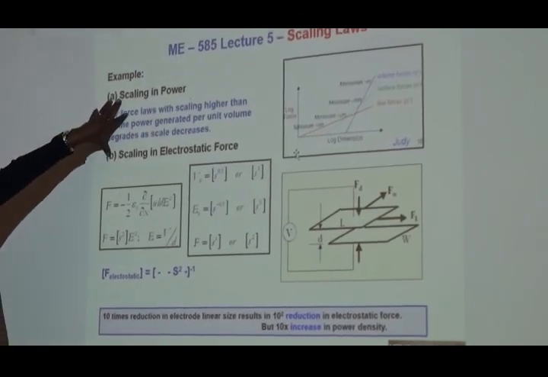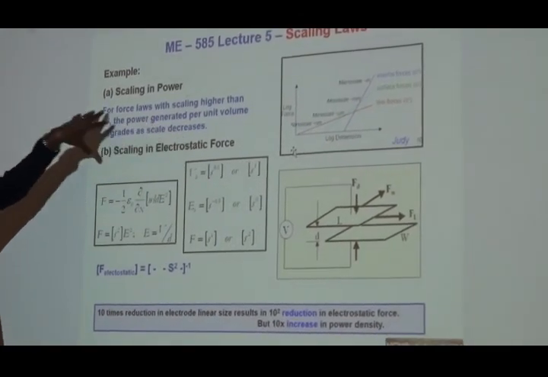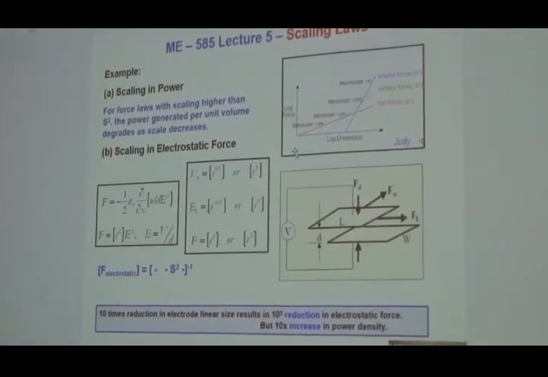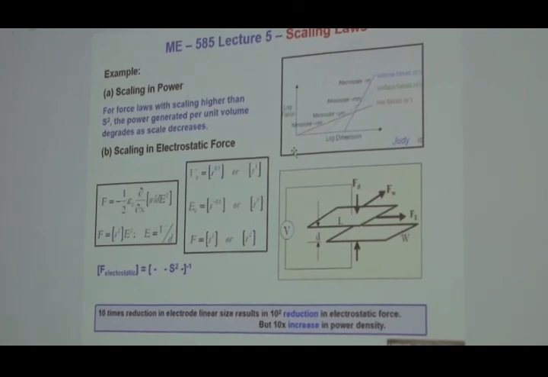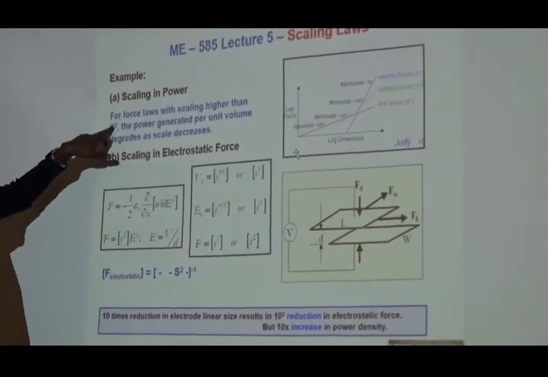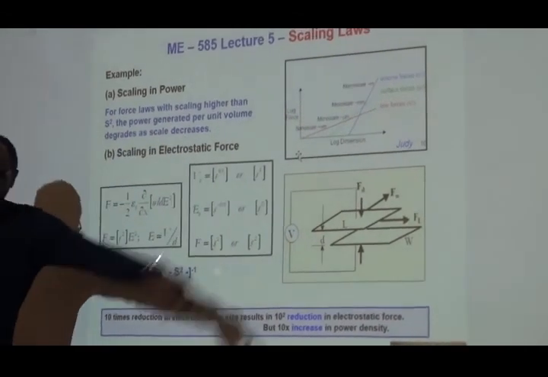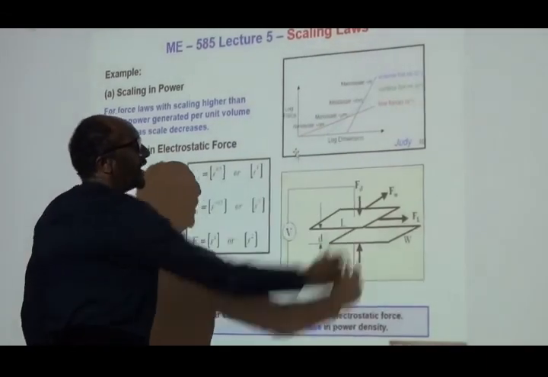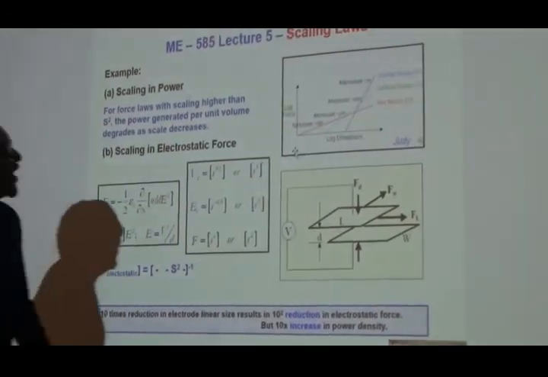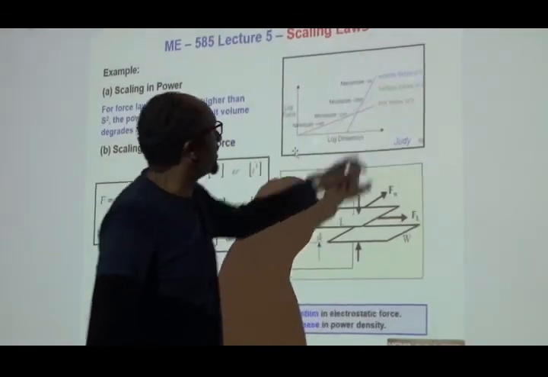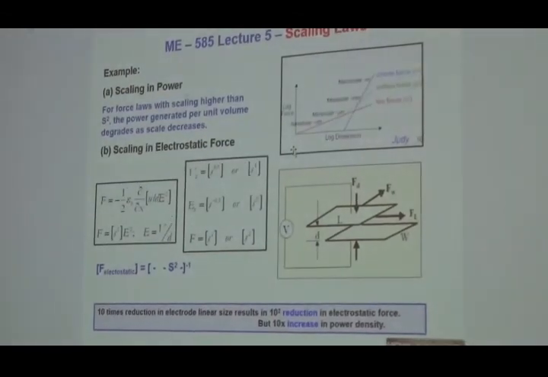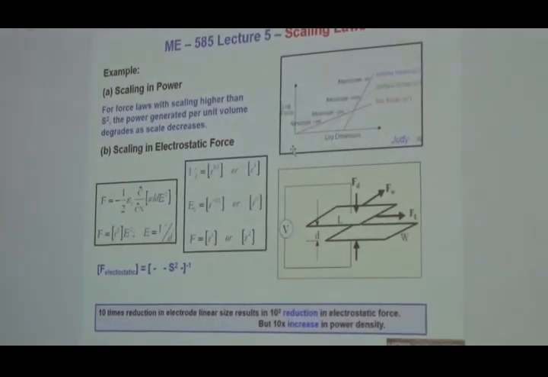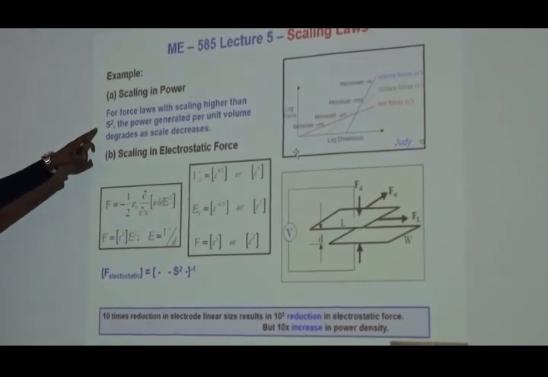So essentially this summarizes what I was saying. For force laws with scaling higher than s to the power 2, remember, s to the power 2 is electrostatic, that's a threshold. S to the power 3, s to the power 4 is electromagnetic. Anything greater than s squared, the power generated per unit volume degrades as the scale, and this is what this shows you. The load force is plotted against the load dimension. So the volume forces actually degrade as you increase that. Okay? Well, actually, not nanoscale ones, in fact. So that's a key conclusion.